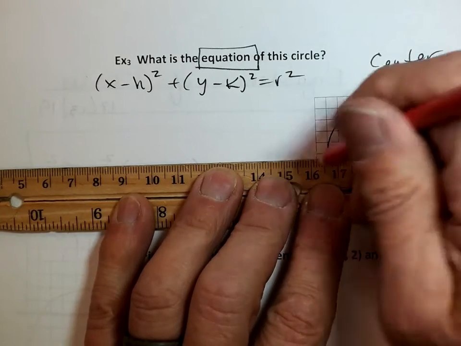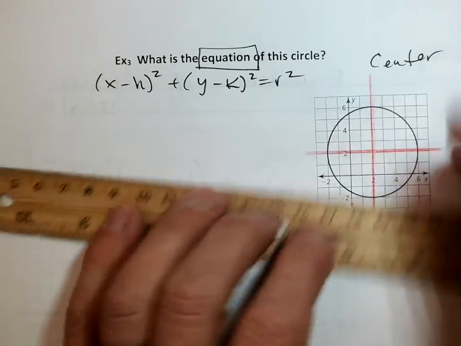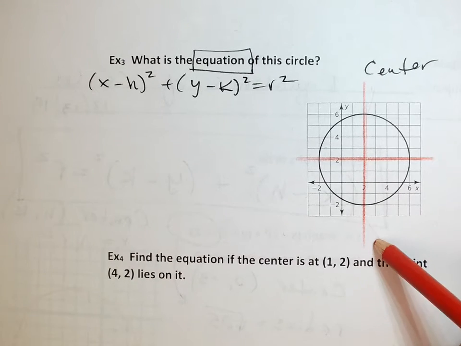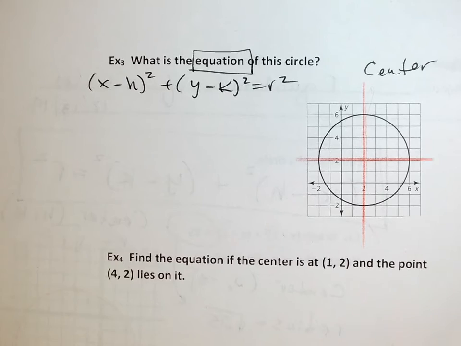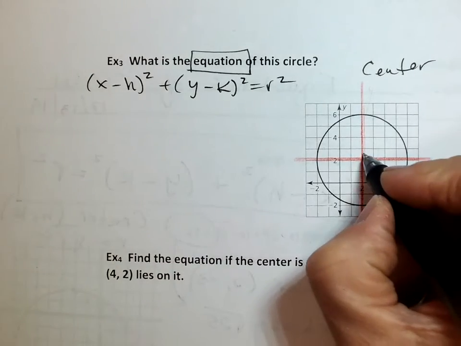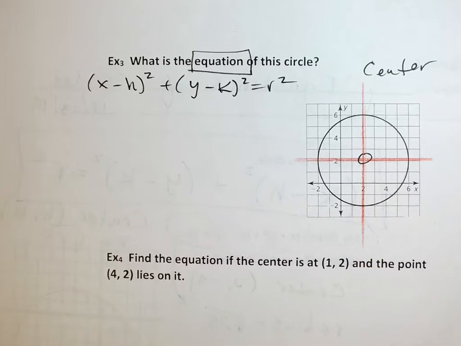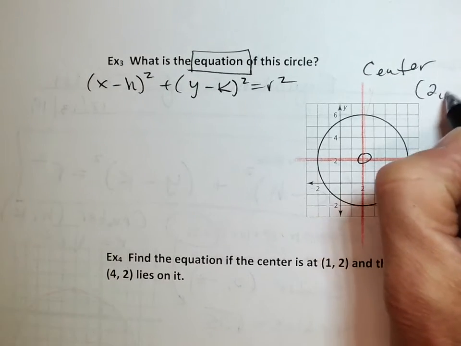So if I just draw through the biggest part of the circle, the diameter, does that make sense? If I'm looking for the center, I just cut the diameters in half both ways. That goes through the middle of the circle. So my center is right there at 2, 2. Everybody see that? So that's easy. My center's at 2, 2.